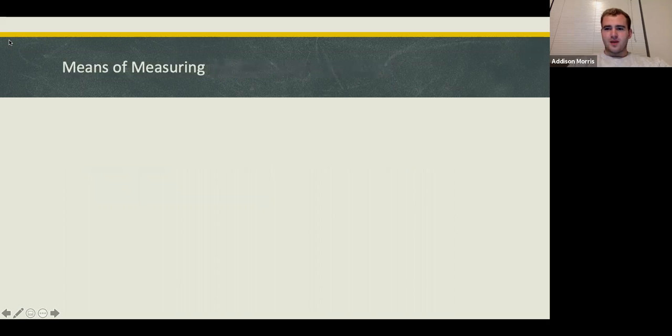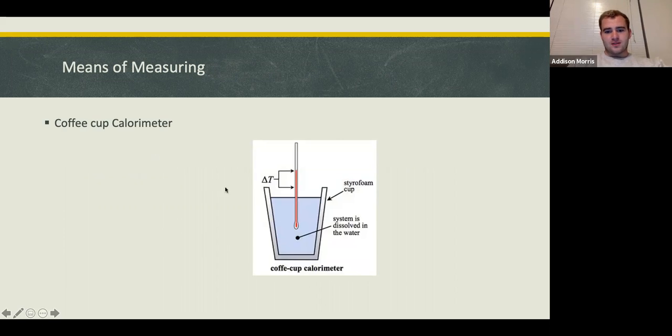How they measure calorimetry is with calorimeters. There are two types of calorimeters. The first is called the coffee cup calorimeter, as you can see here in this design. It's like a little cup, and they measure the amount of water they put in there, and they have a thermometer.